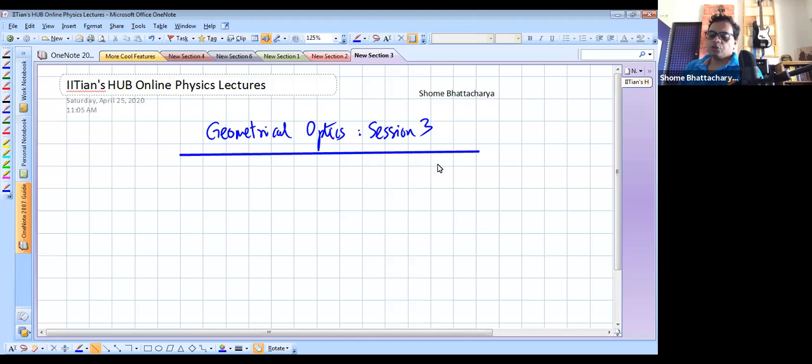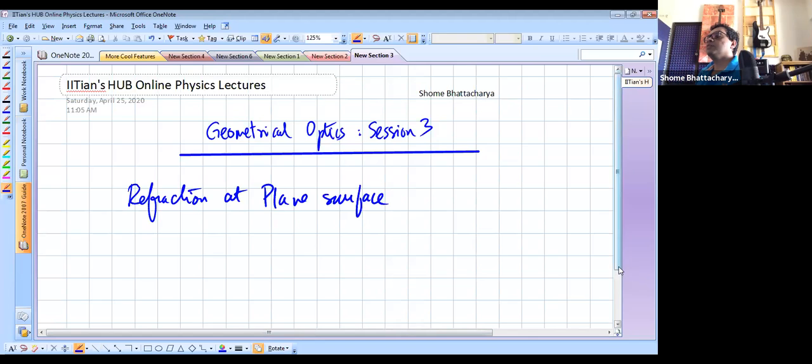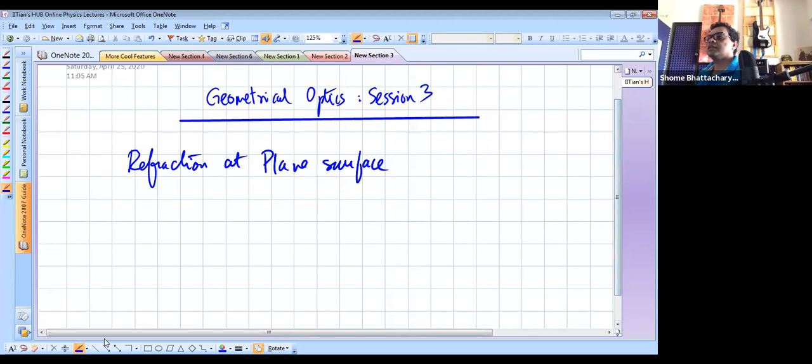So third session of geometrical optics, let me start with a quick recap of the important aspect that we learned last time, towards the end of last time, which was about refraction at a plane surface. So we saw, for refraction at the plane surface. Now let me invert the diagram compared to what we did last time.